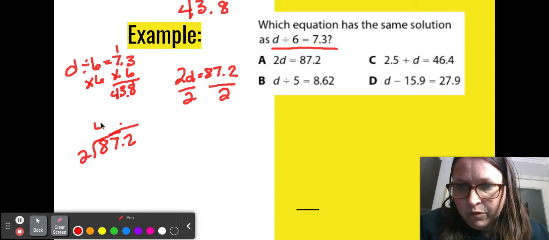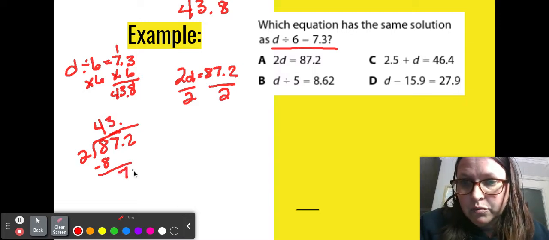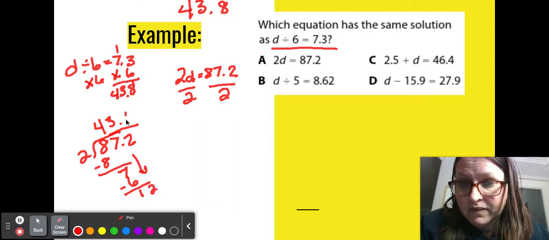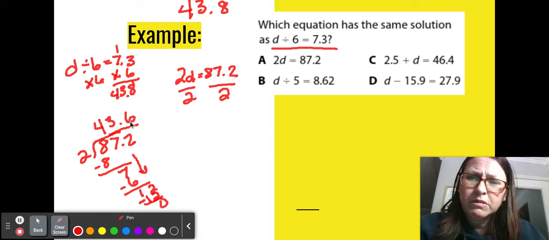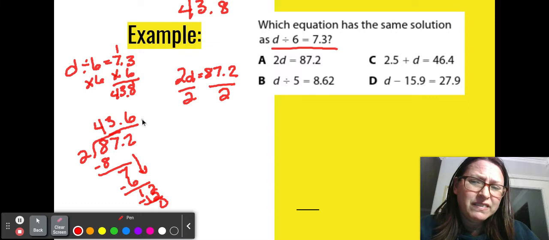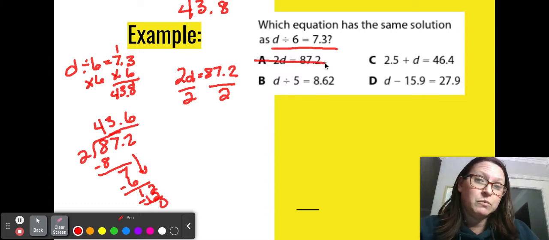2 goes into 8 4 times. 4 times 2 is 8. 8 minus 8 is 0, so 7. 2 goes into 7 3 times. 3 times 2 is 6. 7 minus 6 is 1. Bring down my 2. 2 goes into 12 6 times. 6 times 2 is 12. Okay, so 43.6. Is that the same as 43.8? Nope, so this one doesn't work.